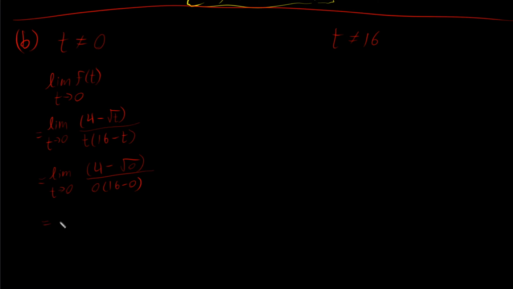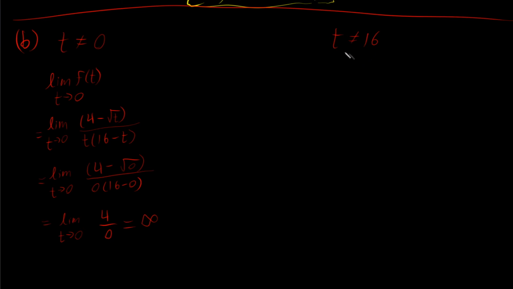So this ends up becoming the limit as t approaches 0. What is 4 minus the square root of 0? That is 4, divided by the denominator, which is what? 0 times 16, 0. So this limit here is equal to infinity. So we know that we have an asymptote at t is equal to 0.